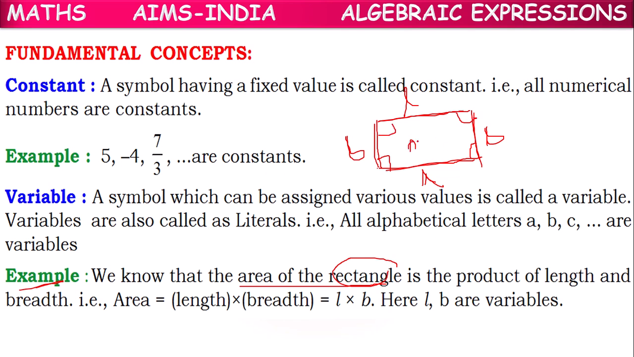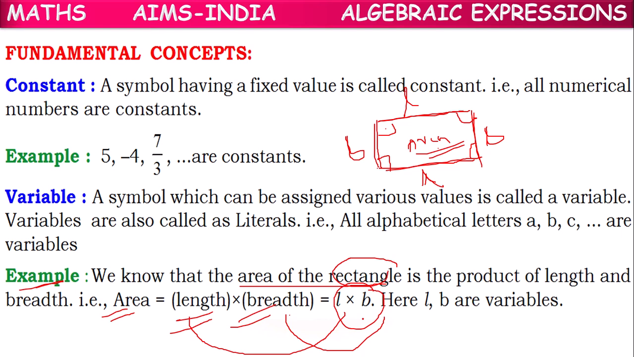If you calculate the area of the rectangle, the formula is length into breadth, where we can take the symbol L for length and the symbol B for breadth. So we can write the formula as L into B in short form. Here L and B stand for variables, or literals. We can take any value in the place of L, any value in the place of B. Based upon the L and B values, the area of the rectangle will change.